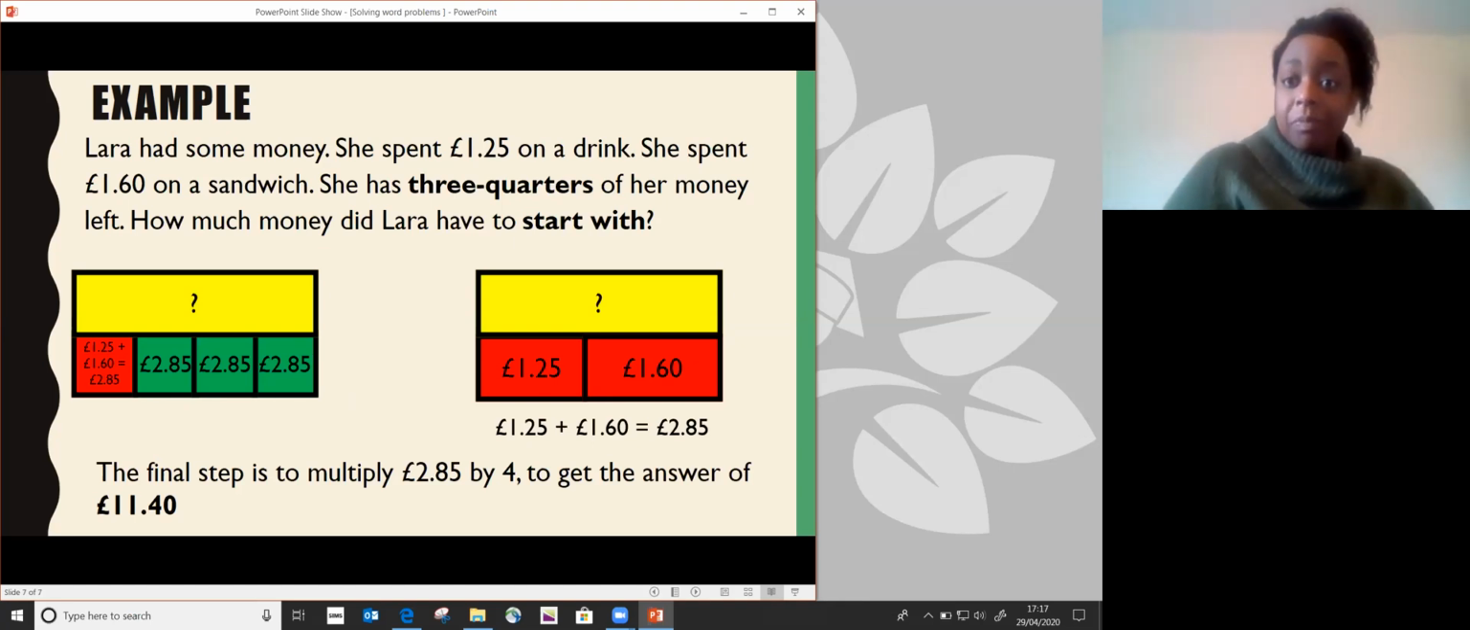Right, hopefully that was really clear and visual, that you guys can understand, and you'll be able to apply the bar model method to solving some of the word problems that you've been given.